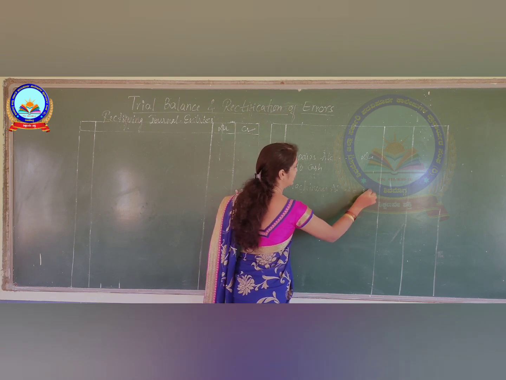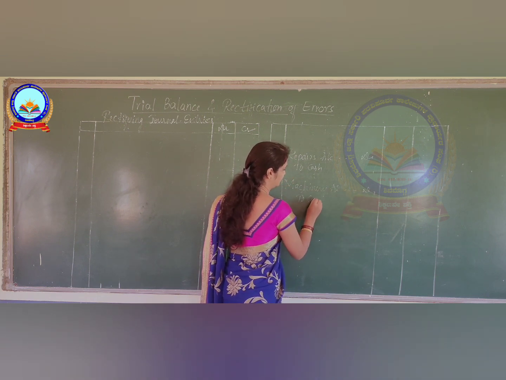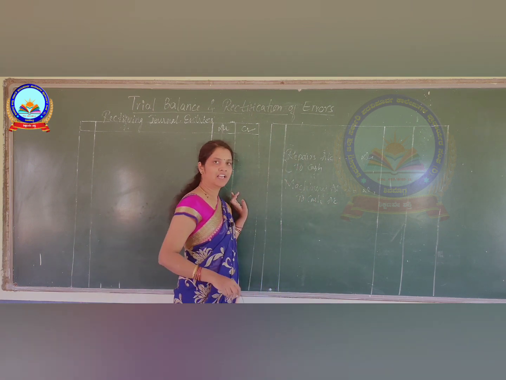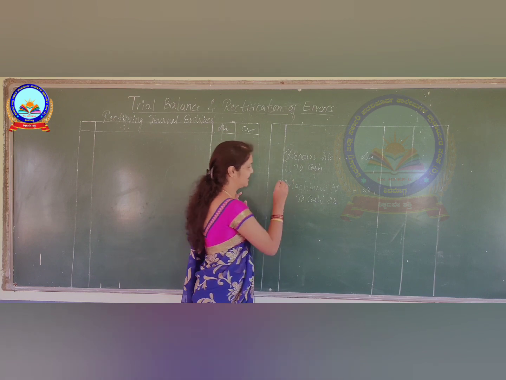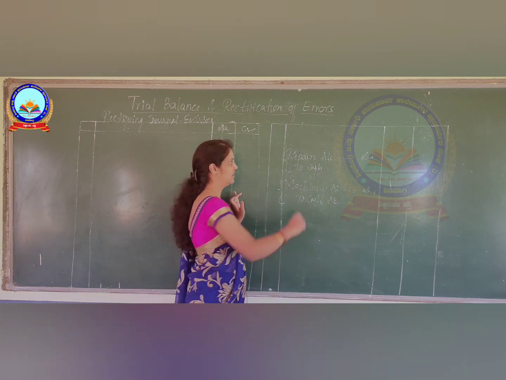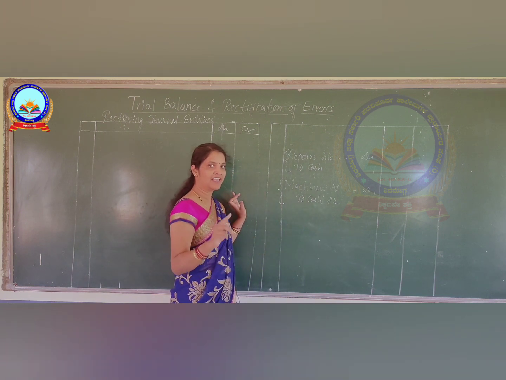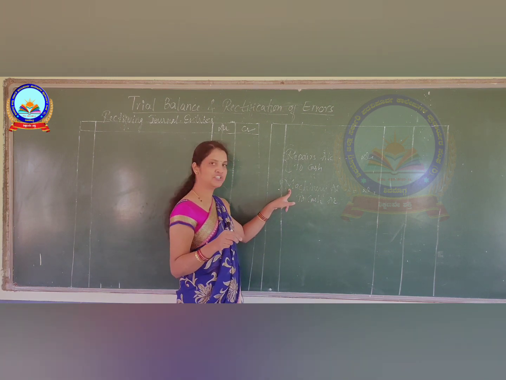Machinery account debtor to cash account. Instead of this entry, the accountant recorded this entry. What is the error here? Here in cash there are no errors, but the error is made in the machinery account.